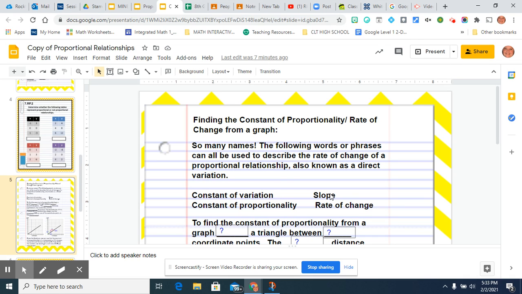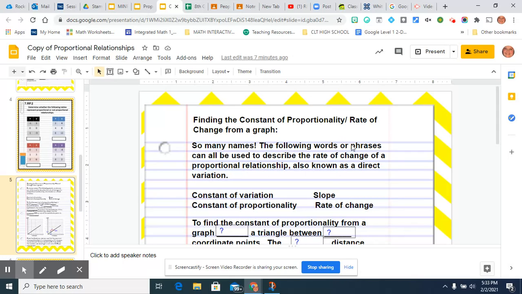Okay, last video. How do we find the constant of proportionality or the rate of change from a graph? So first off, so many names, right? We have to know the vocabulary to know if we're talking about the same thing.